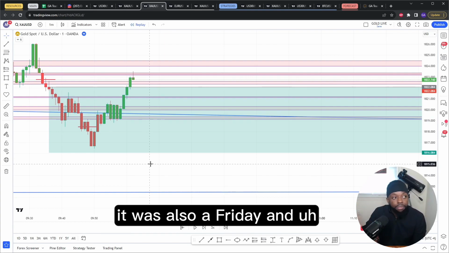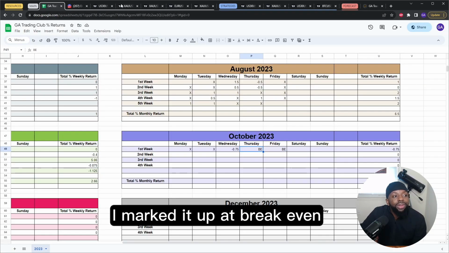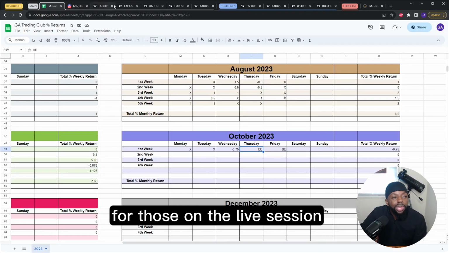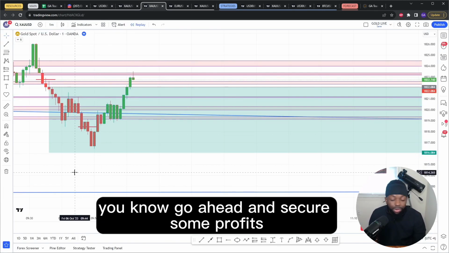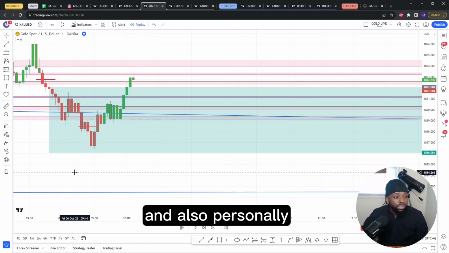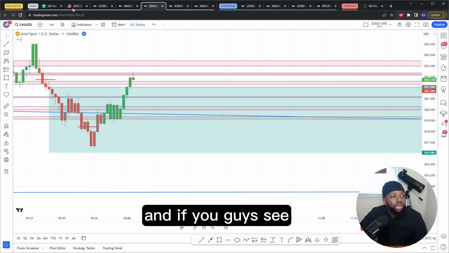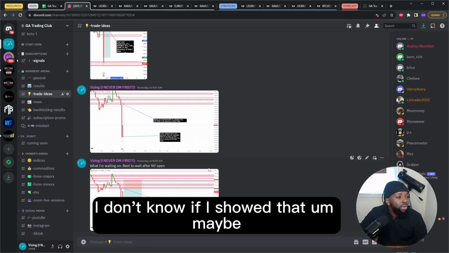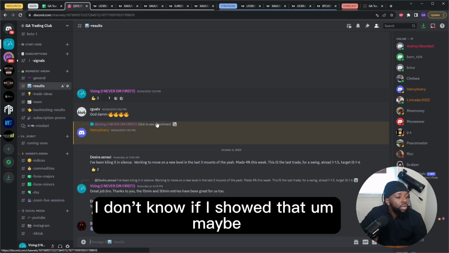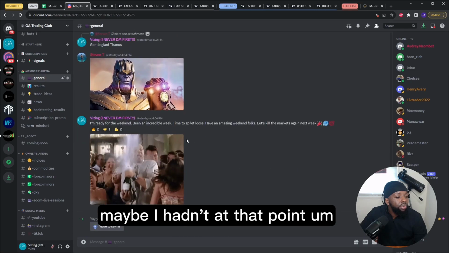It was also a Friday, and for this trade I marked it up at break even. But at this point, for those on the live session, I was telling them to go ahead and secure some profits given that it's Friday. And also personally, I'd taken a sell entry that was up here, and if you guys see, I don't know if I showed that, maybe I hadn't at that point.